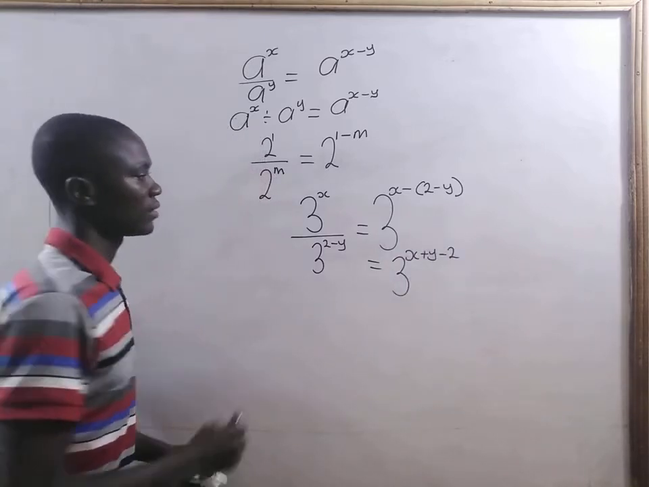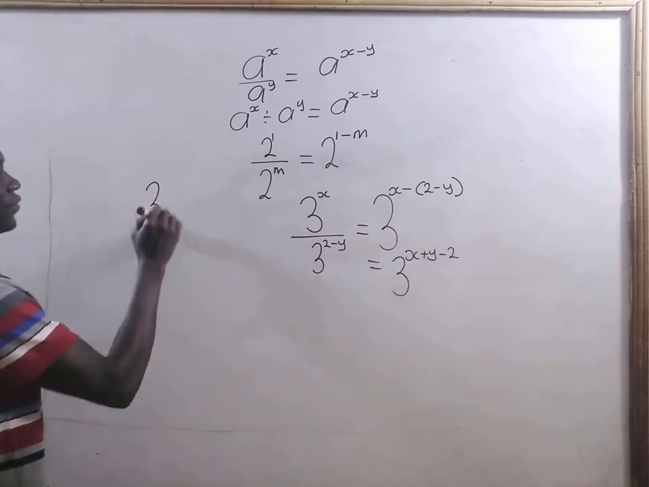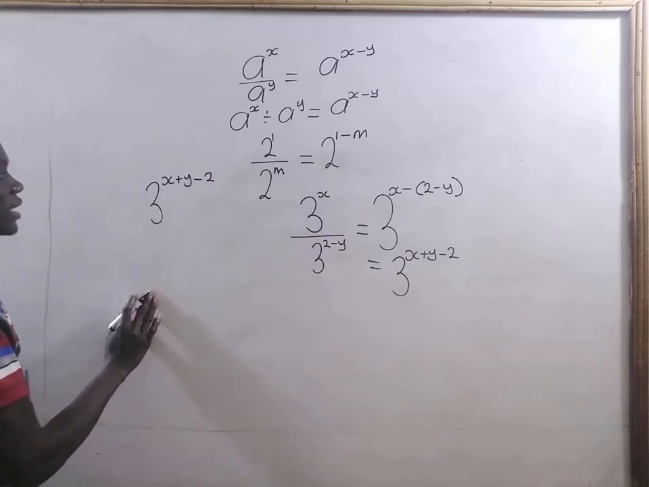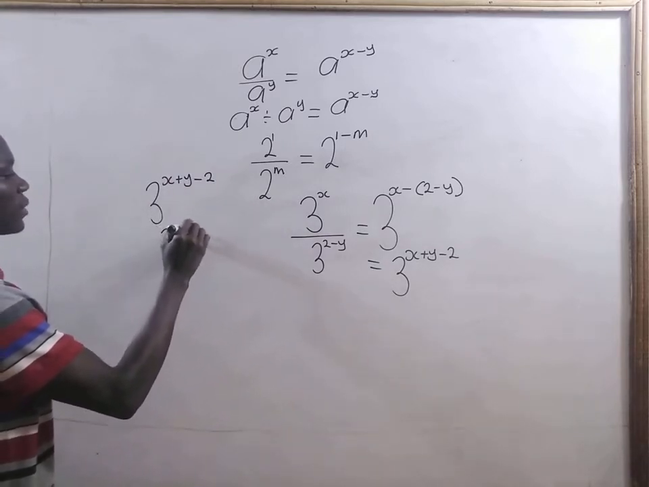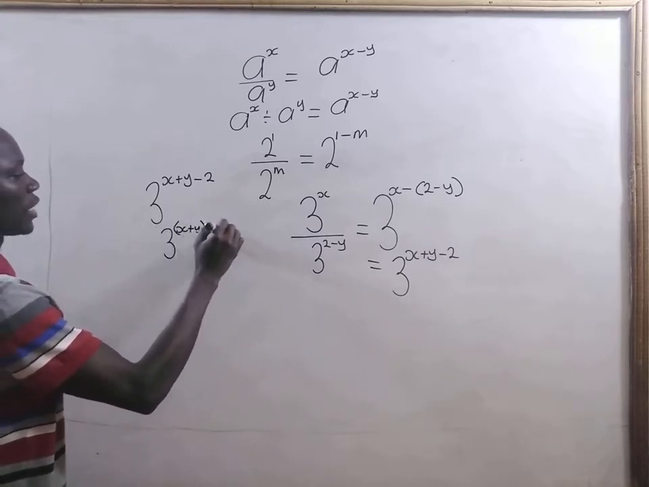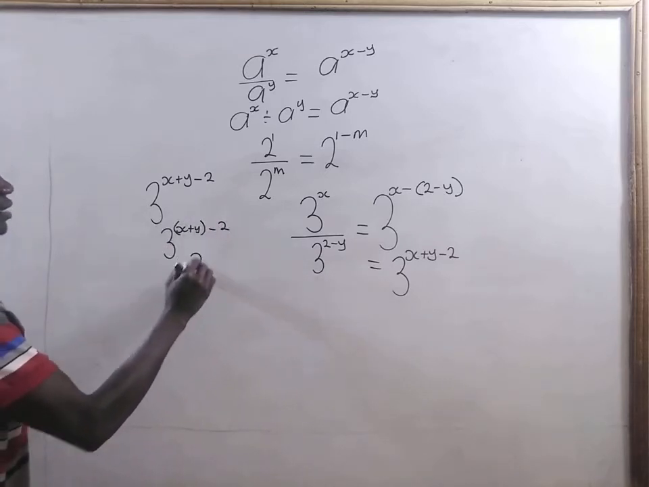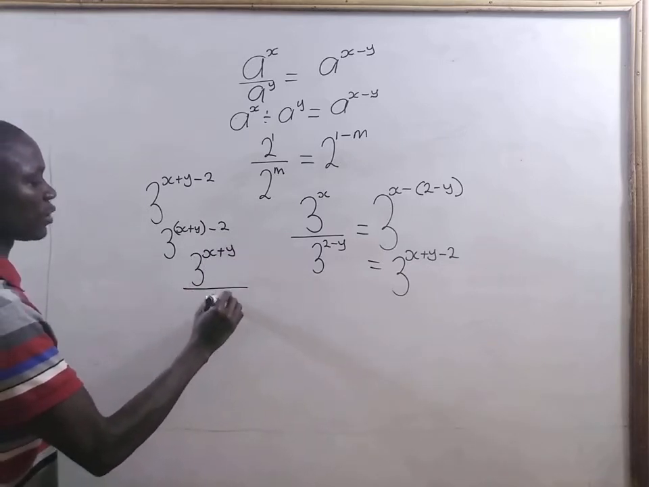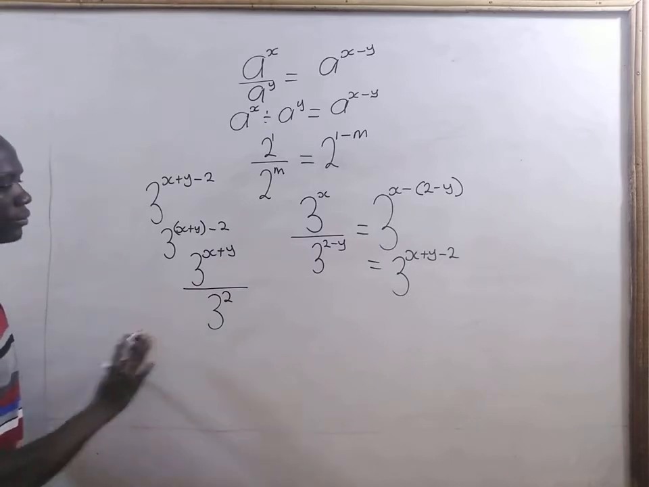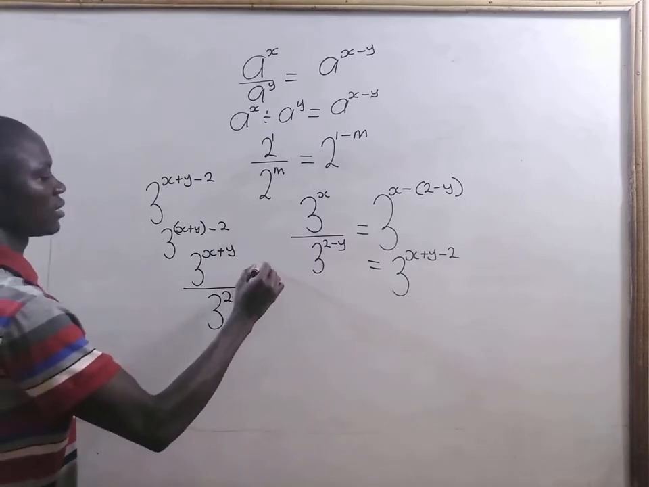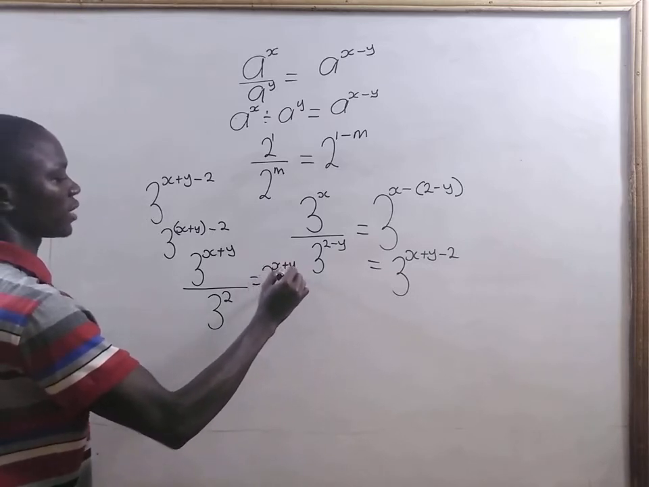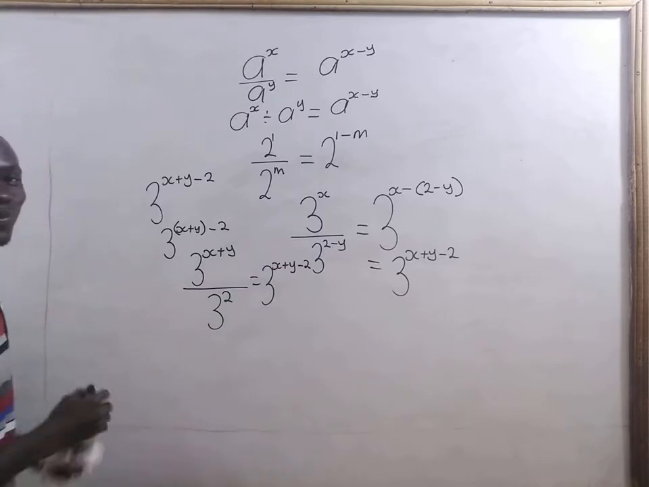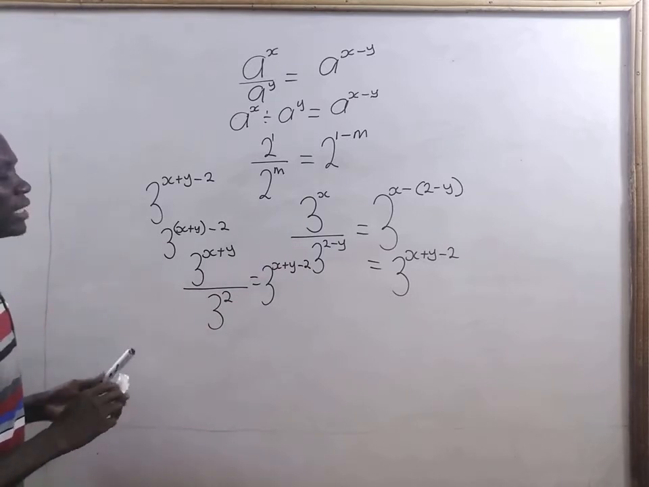This also means that if I have 3 to the power x plus y minus 2, I can write it as 3 exponent x plus y minus 2, and break it as 3 exponent x plus y, all divided by 3 to the power 2. Because this is the same as 3 to the power x plus y minus 2. Subtract this from what is at the top. Very, very simple as that. Now let us explore more.